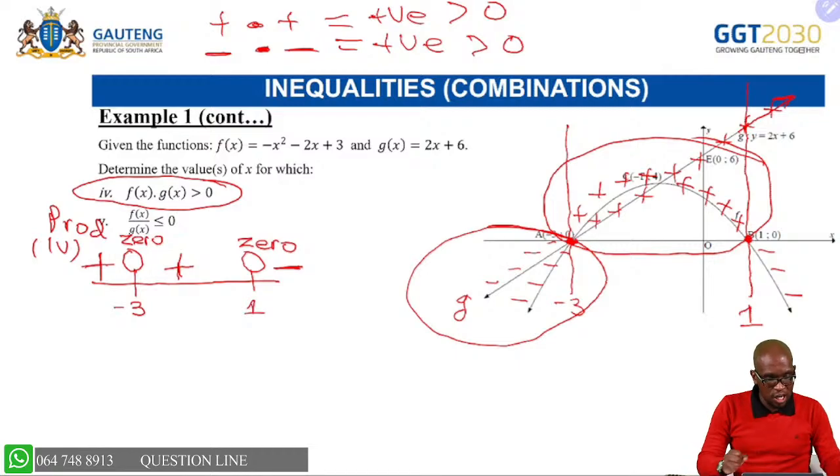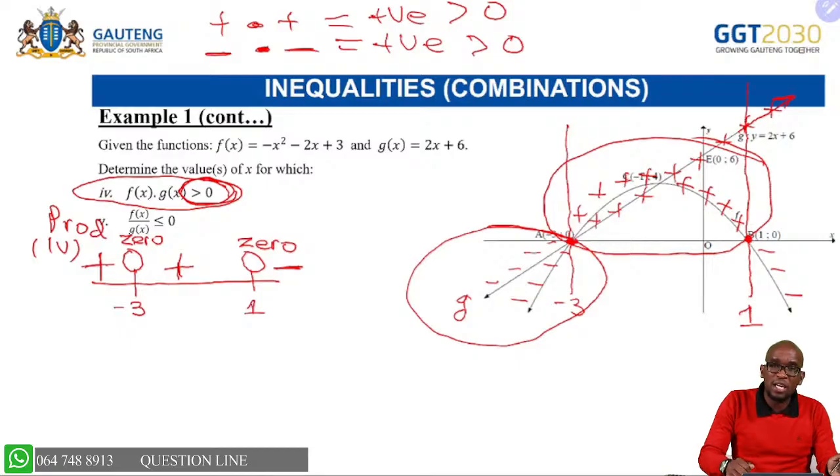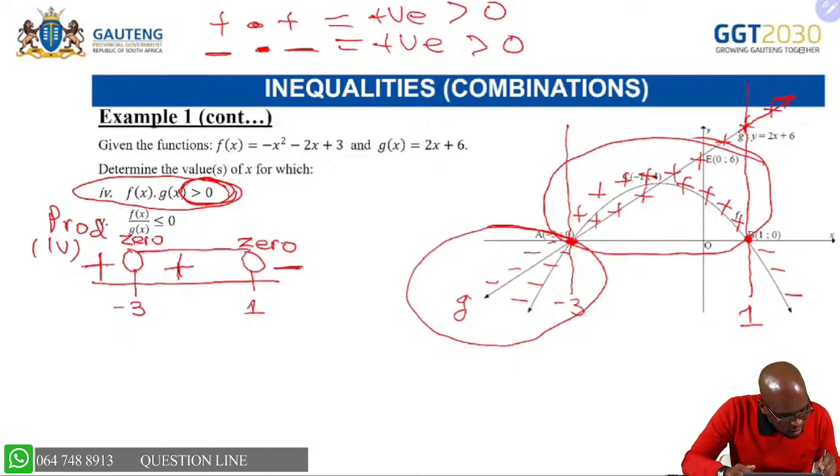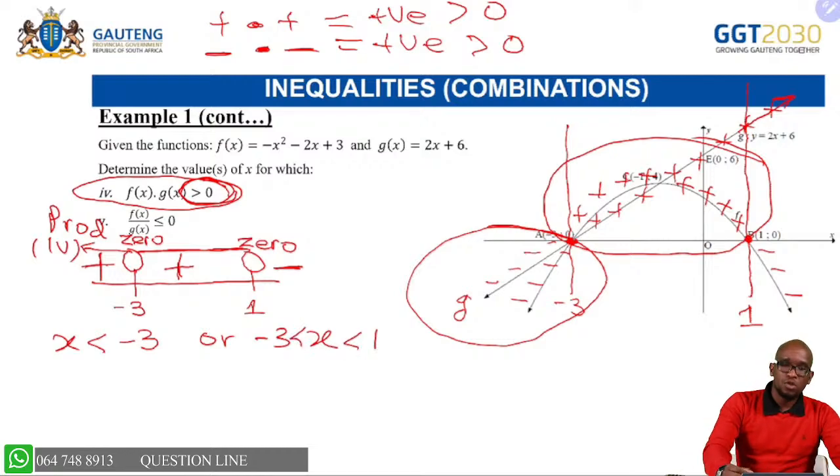Now, let's check what the question wants from us. The question wants where the product is positive. So we are looking at where the combined effect is positive. That would occur here and also this side. So that would occur when x is less than minus 3, or when x is in between minus 3 and 1.